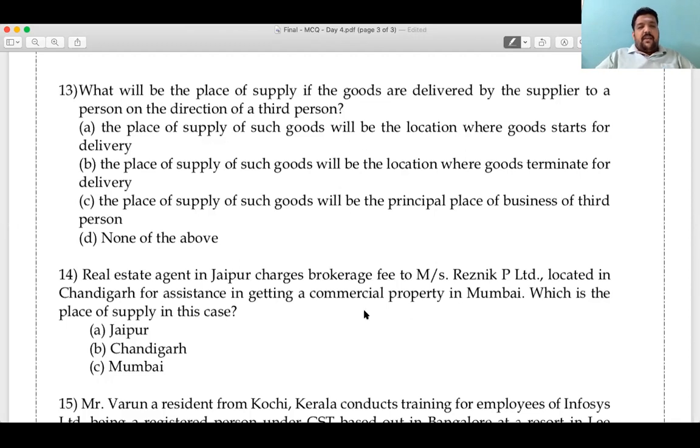What will be the place of supply if the goods are delivered by the supplier to a person on the directions of a third person? A: the location where the goods start from delivery. B: the location where the goods are terminated for delivery. C: the principal place of business of the third person. D: None of the above. Whoever answered till now, all of you answered it carefully.